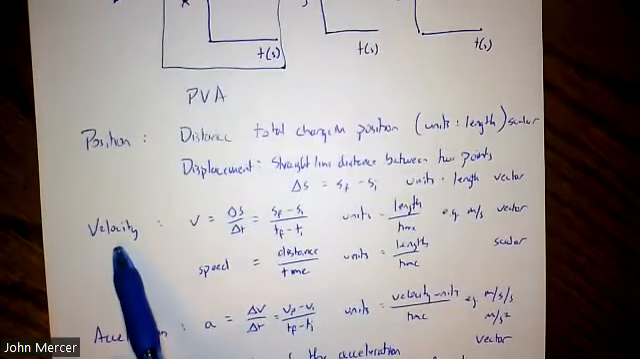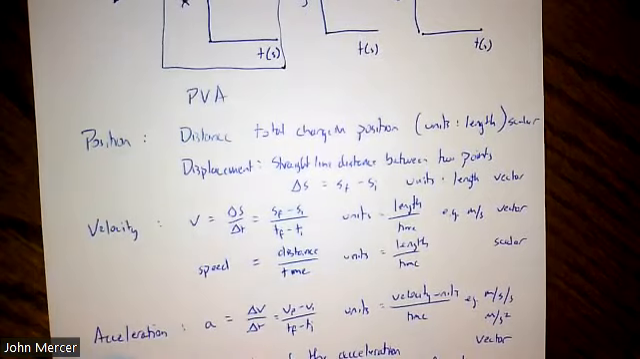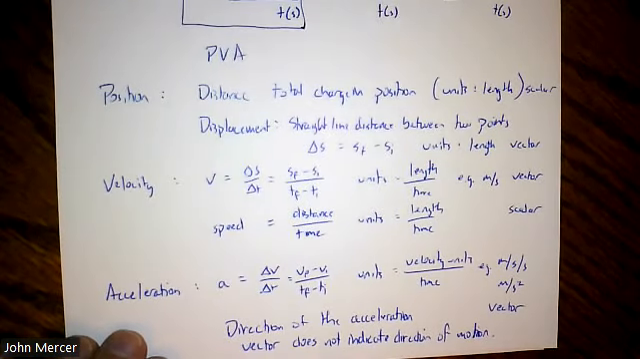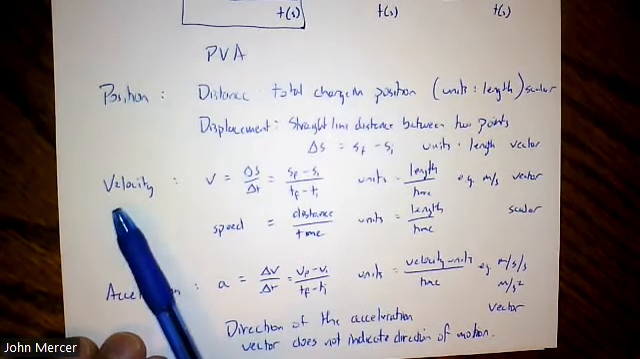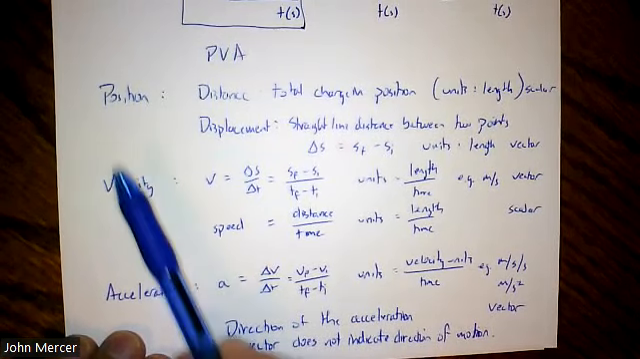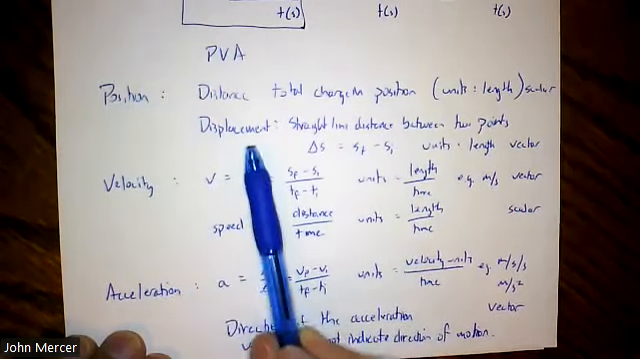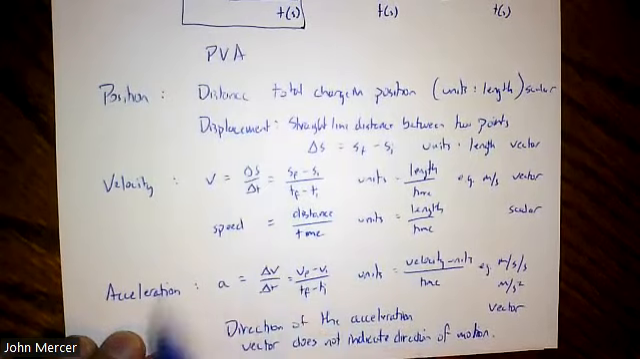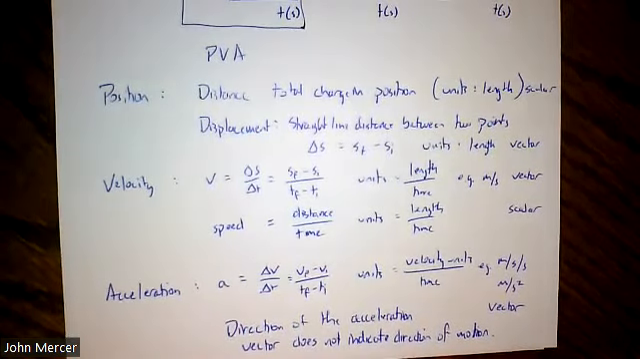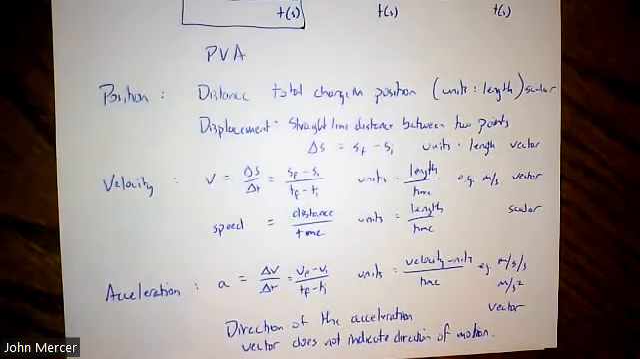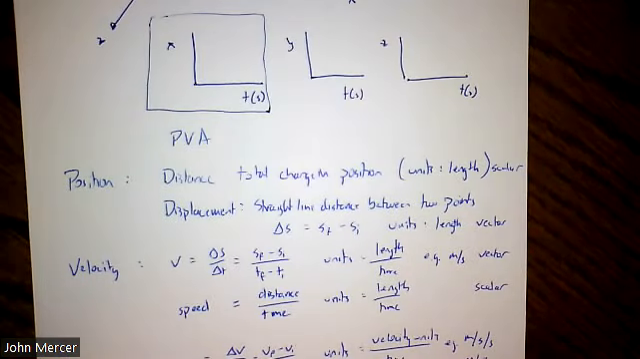I need the direction of the velocity vector, or even the direction of the position vector will get me there. Okay, but the direction of the velocity vector does tell us direction of motion, as does the direction of the displacement vector. Okay, so now we've got our kinematic analysis set up.